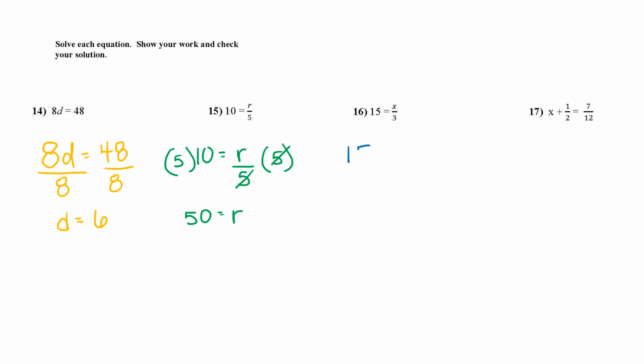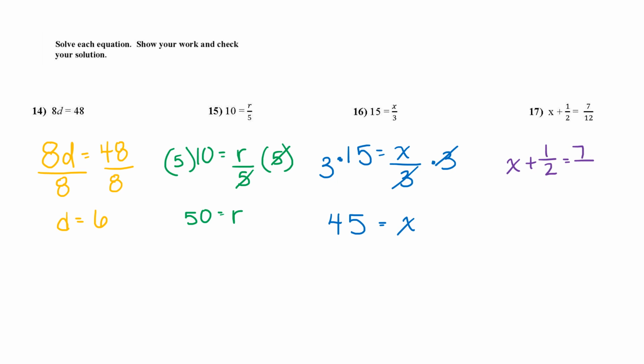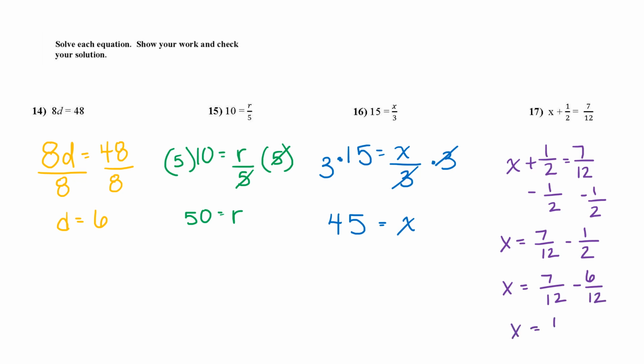Question 16, 15 equals x divided by 3. I'm going to multiply by 3 on either side, and each time I'm showing you a different way to multiply, or at least show multiplication. The 3's cancel out. X equals 3 times 15. 3 times 15 equals 45. Question 17, x plus 1/2 equals 7/12. So I'm going to subtract 1/2, subtract 1/2. X equals 7/12, subtract 1/2. In order to subtract fractions, you have to have common denominators. So I'm going to change 1/2 to 6/12. So x will equal 1/12.